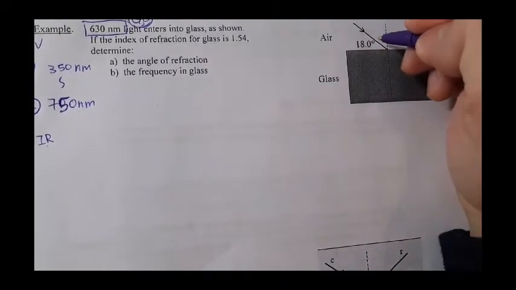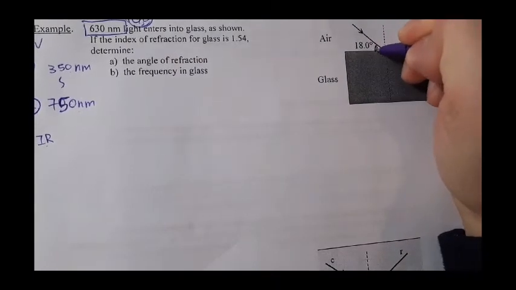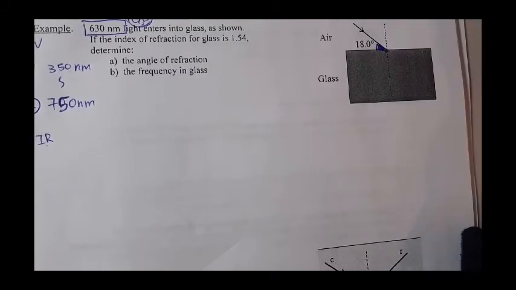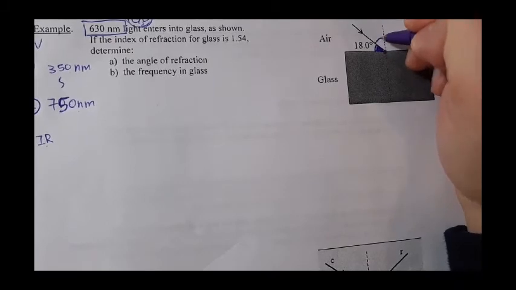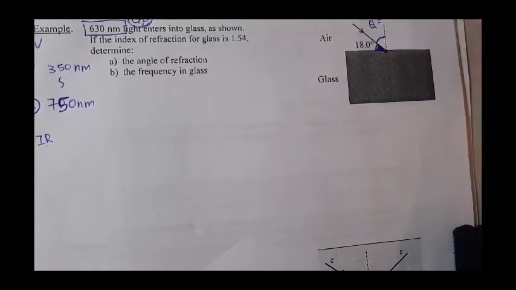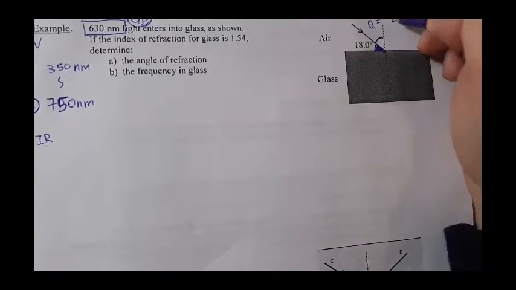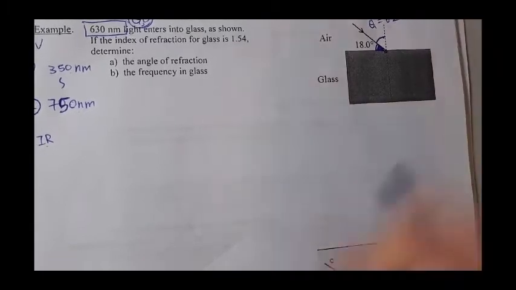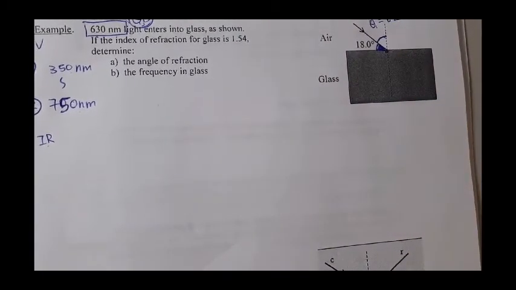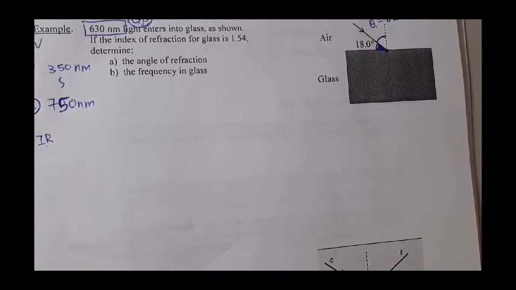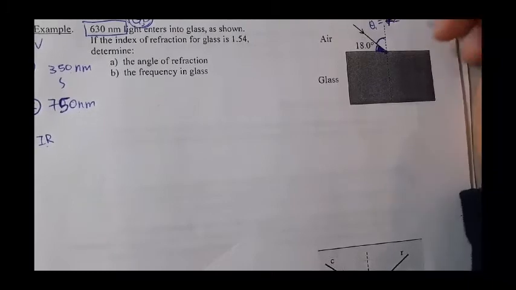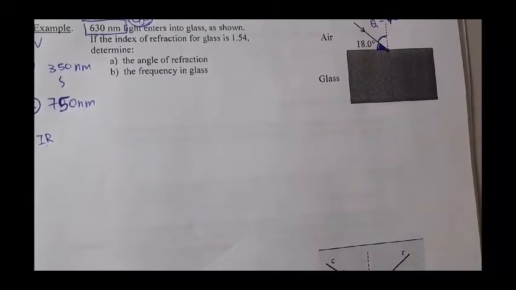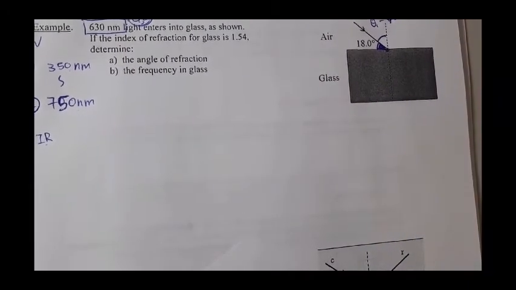But in any case, I have 18 degrees between the surface and my radiation over here. So I need to find out my theta 1, which is 90 minus 18, which is 62. Actually, it's 72. My bad. 72. Always double check your mental math, folks.